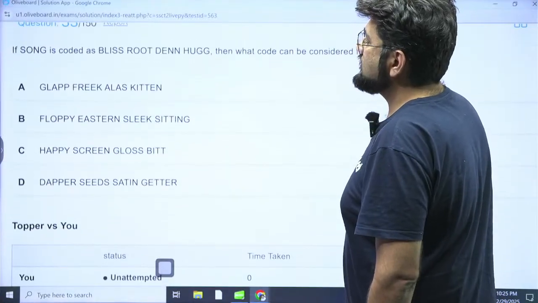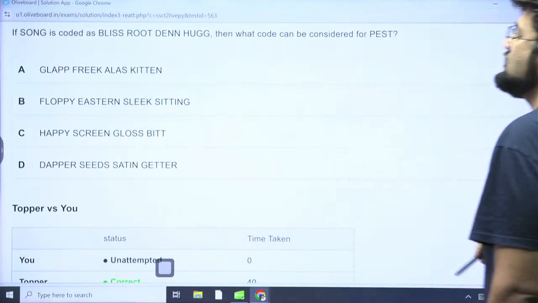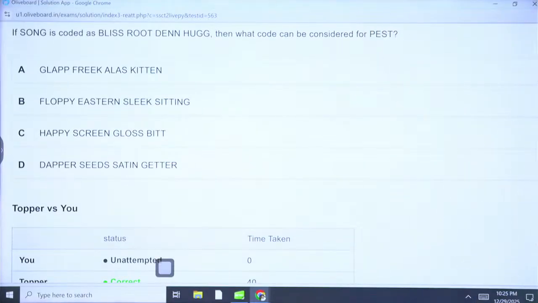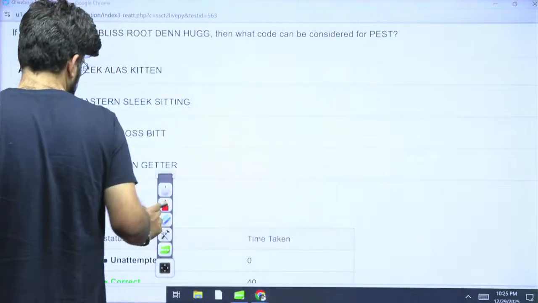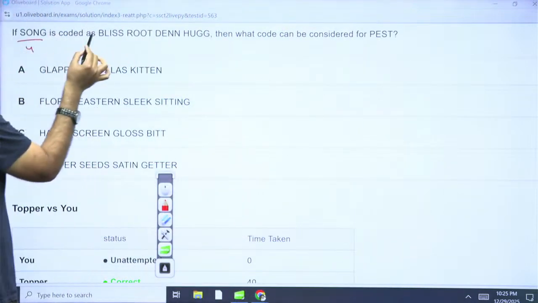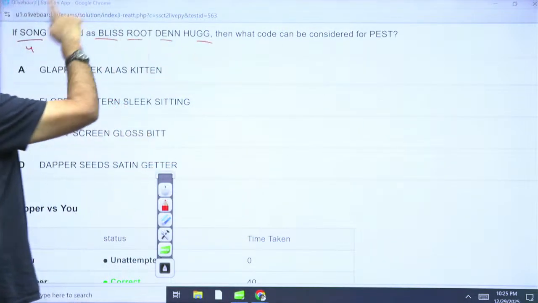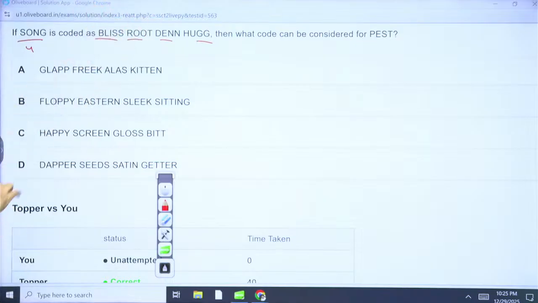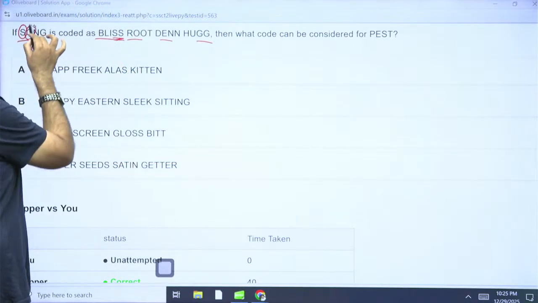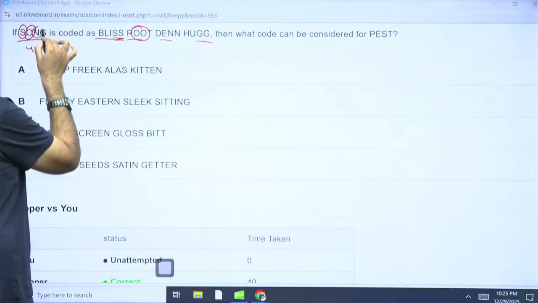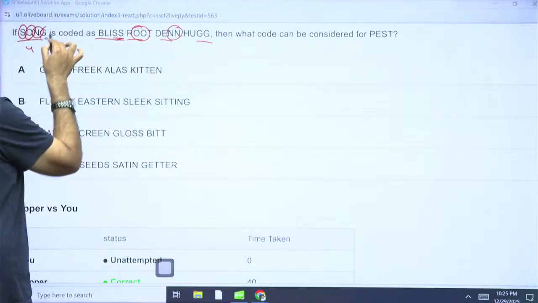So song is the code. Song is coded as bliss, root, den, hug. See, whenever you see the number of letters equal to number of words here. How many letters are here? 4. And how many words are here? 1, 2, 3, 4. So each letter corresponds to a word. Now if you observe carefully, S has 2 S's here. O has 2 O's here. N has 2 N's here. And G has 2 G's here.